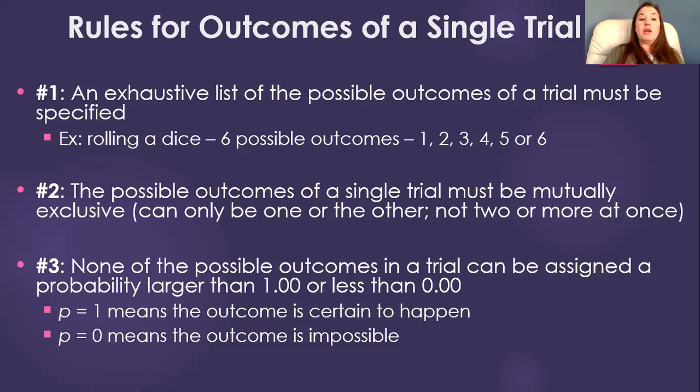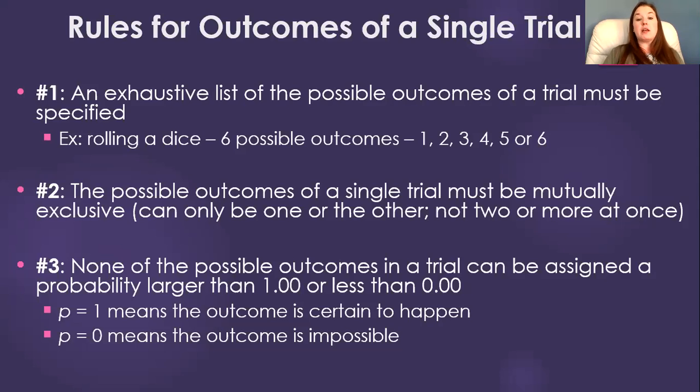Rule number 2 is that the possible outcomes must be mutually exclusive. They have to be one thing or the other thing. So we can't say it's possible to roll a die and get both a 1 and a 6 at the same time with one die. Mutually exclusive means it's one or the other outcome. If you have some funky thing that's not mutually exclusive, then all of these rules of probability for a single trial don't apply.